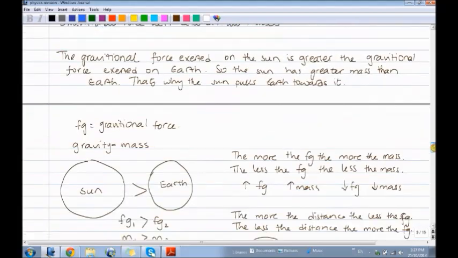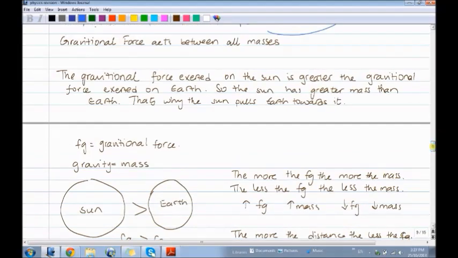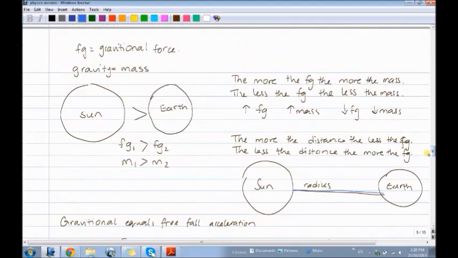That's the answer. Now, gravitational force acts between all masses. The gravitational force exerted by the sun is greater than the gravitational force exerted by Earth, because the sun has more mass than Earth does. That's why the sun pulls Earth towards it. Fg, the gravitational force, depends on mass. The more the mass, the more the gravitational force. The less the mass, the less the gravitational force. As you can see here, the sun has more Fg and more mass than the Earth. Also, the more the distance, the less the Fg. The less the distance, the more the Fg.